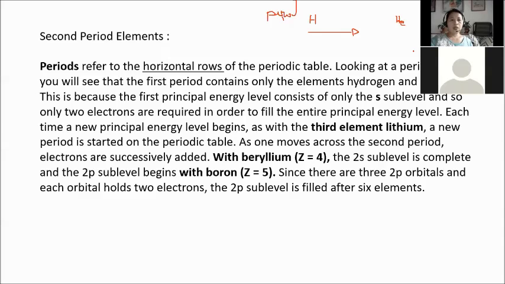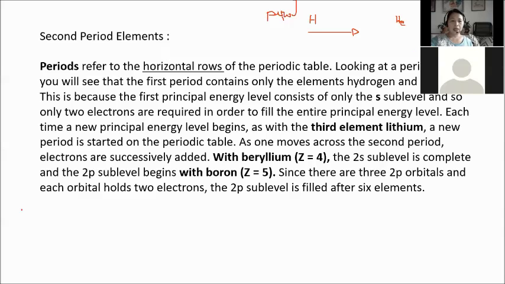Okay, so this is because the first principal energy level consists of only the s sublevel, and so only 2 electrons are required in order to fill the entire principal energy level. So each time a new principal energy level begins, as with the third element, lithium, a new period is started on the periodic table.